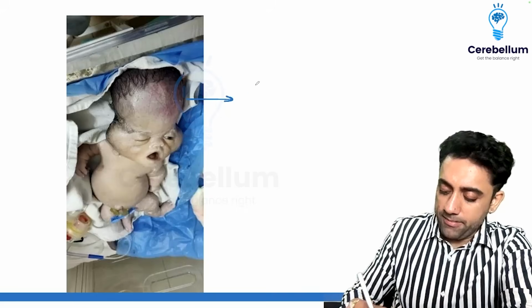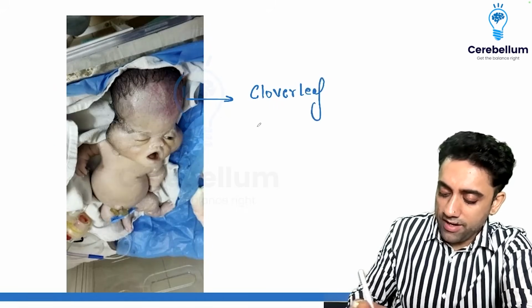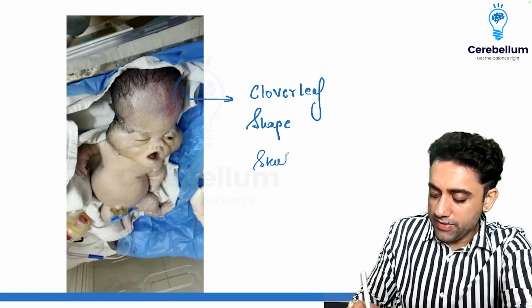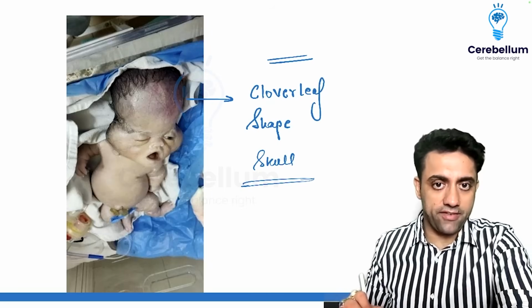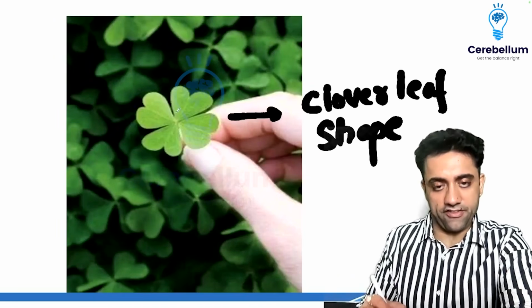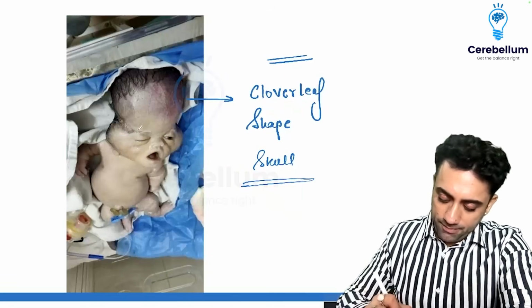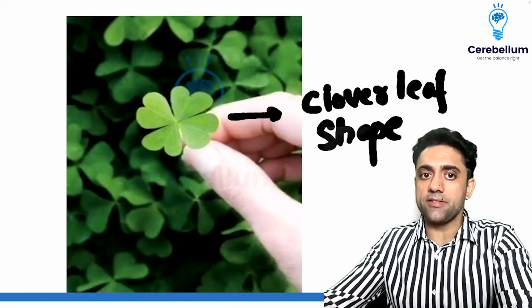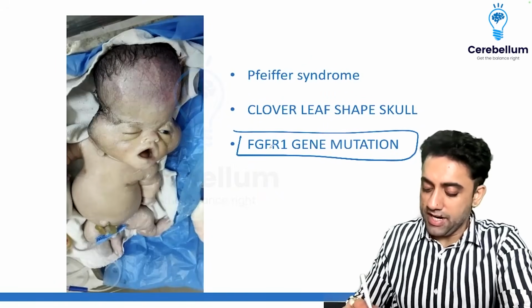This skull of the baby is known as a clover leaf shaped skull. Now, exam entrance question number 1: where do you see a clover leaf shaped skull? Very important. Remember, this is a clover leaf. Such a beautiful picture. See this flower, this clover leaf, and the patient's head also is like that, like a clover leaf. Very importantly, you see it in FGFR1 gene mutation.